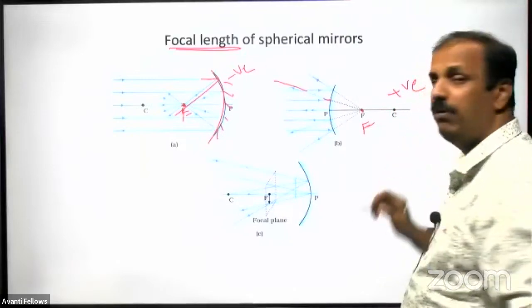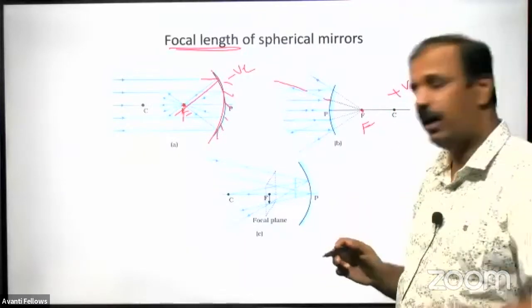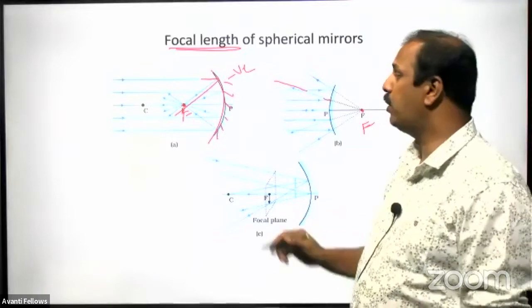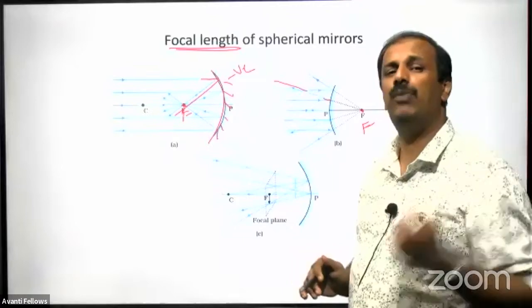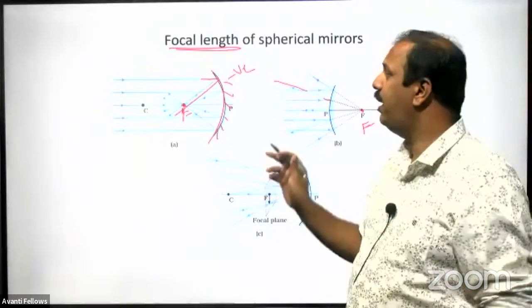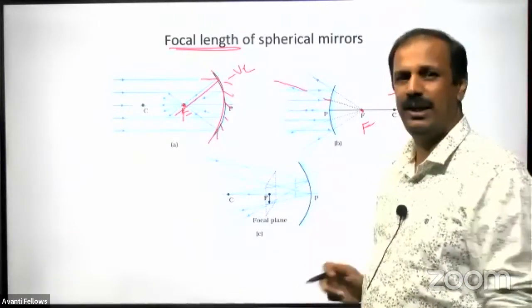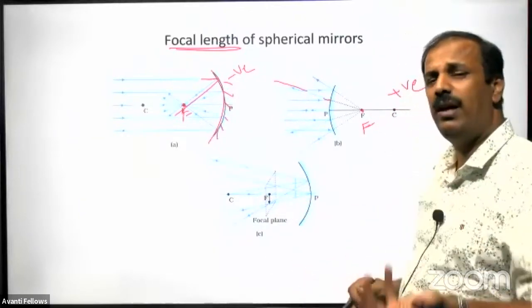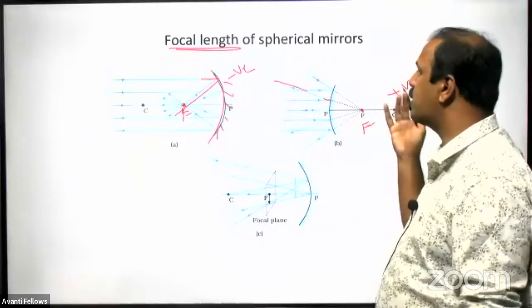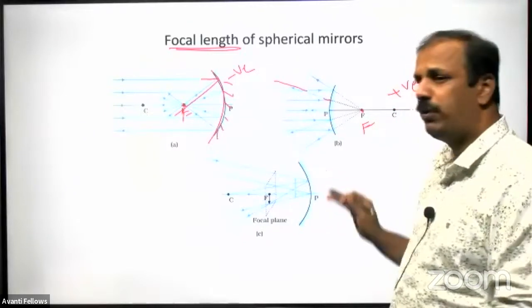When it comes to lens and mirror, there also you should remember, because whatever happens here for a concave mirror will happen for a convex lens. So you should not think that the focal length is also like that, not like that. Concave, whether it is lens or mirror, means negative, and convex means positive. That's all, both for lens and mirror.